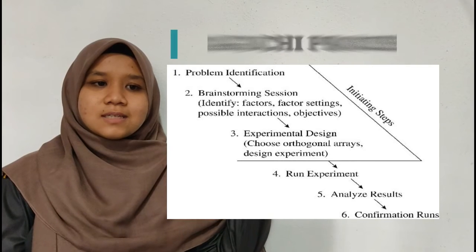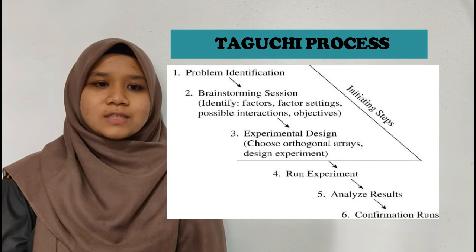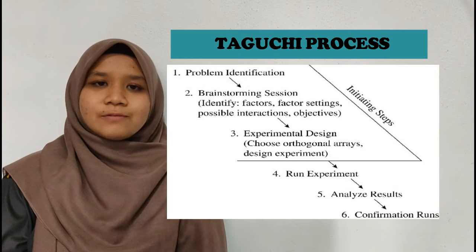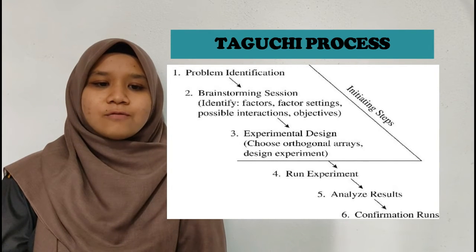This is a series of 6 steps that follow in the initial phase of Taguchi experiments. First, problem identification. Second, brainstorming session. Third, experimental design. Fourth, run experiment. Fifth, analyze the result. And sixth, confirmation runs.